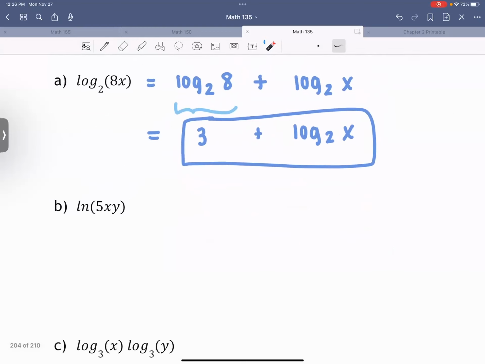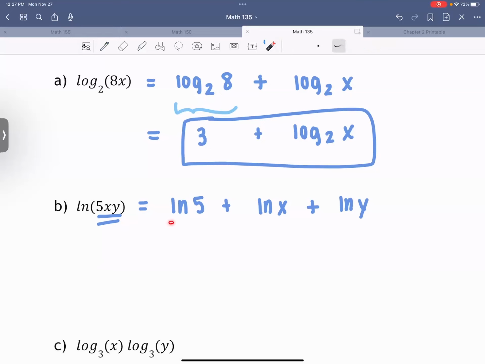Okay, let's keep going. We have ln 5xy. This time we don't just have two things being multiplied on the inside. How do you think we should split this up? So what do you think is going to happen when there's three things being multiplied? Yep, I'll take ln 5, ln x, ln y, and just add them together. So whenever there's anything being multiplied on the inside, we can split it up into things being added on the outside, right?